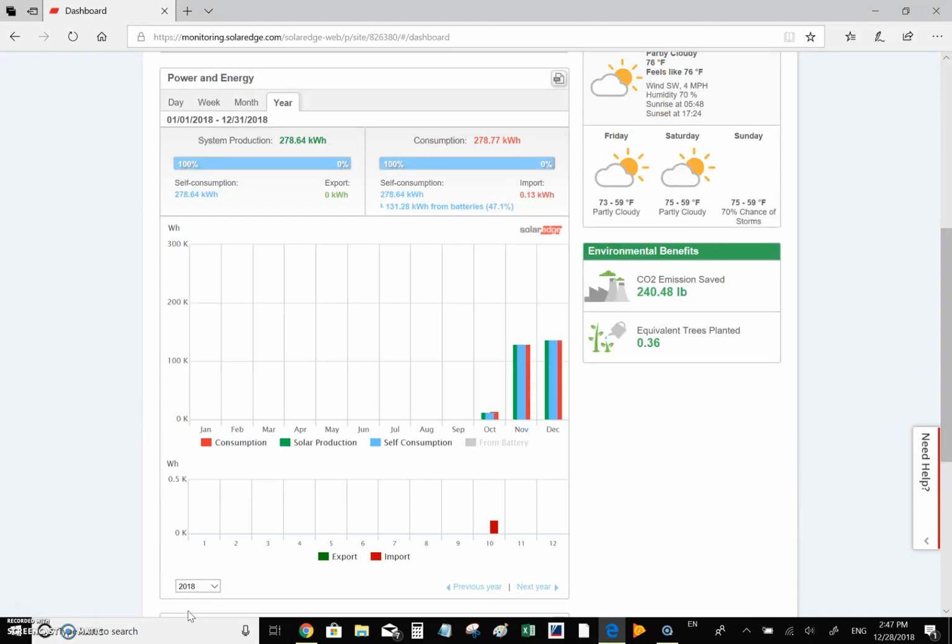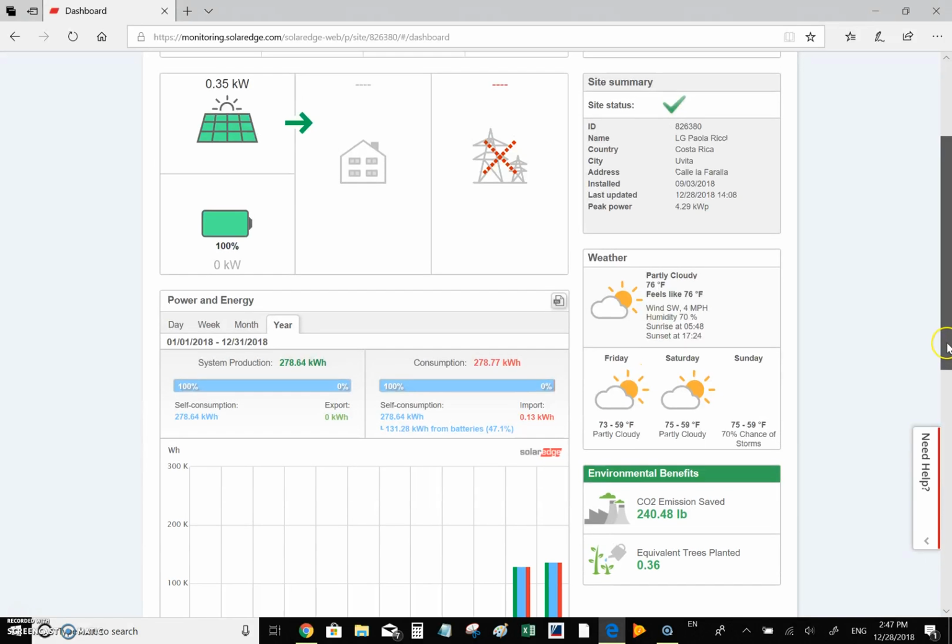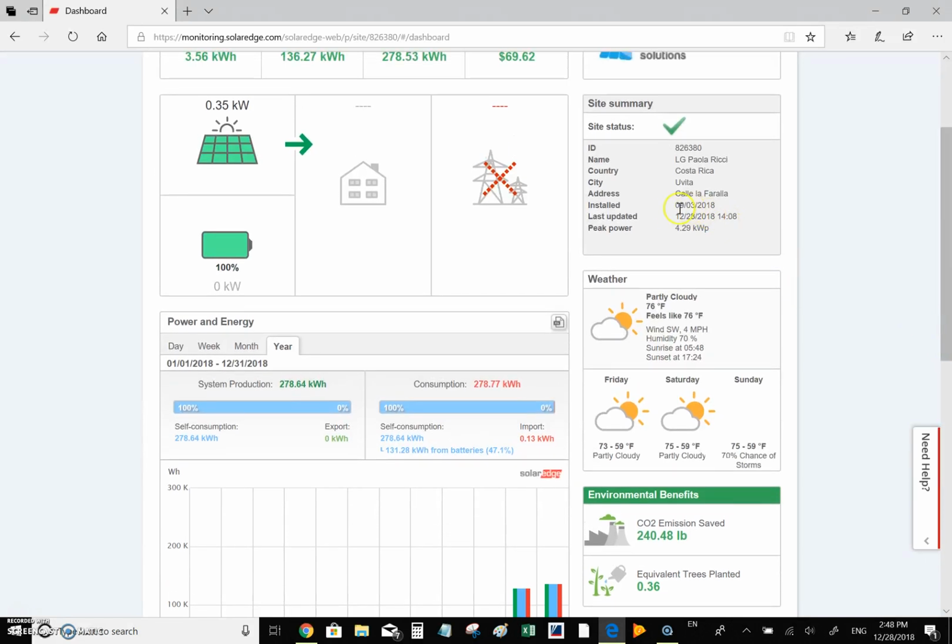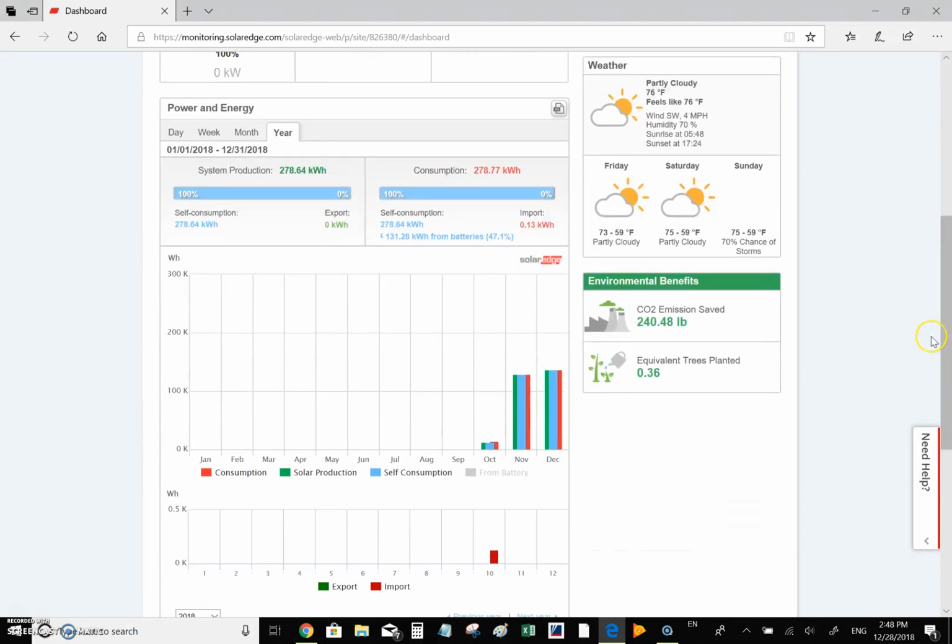Today I want to show you a system that we have with SolarEdge technology and LG lithium-ion batteries for off-grid purposes. Here's a couple of charts that we're going to show you. That is a system that is down by Ervita in Costa Rica. It's a 4.29 kilowatt power system. It has a 10 kilowatt hour battery and a 7.6 storage inverter system.